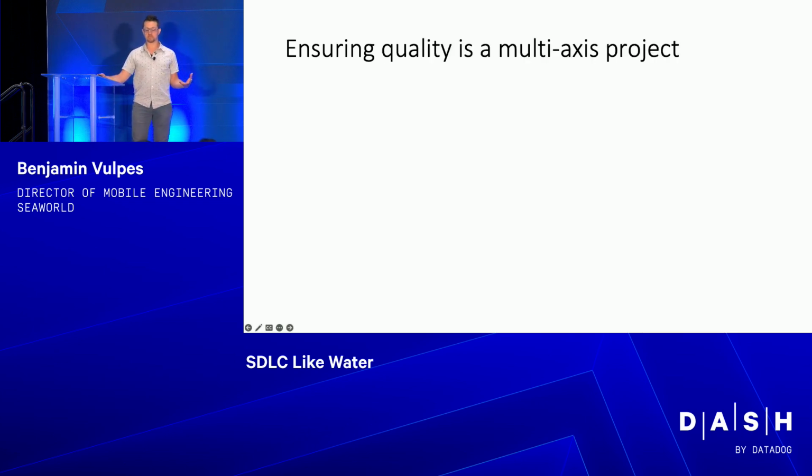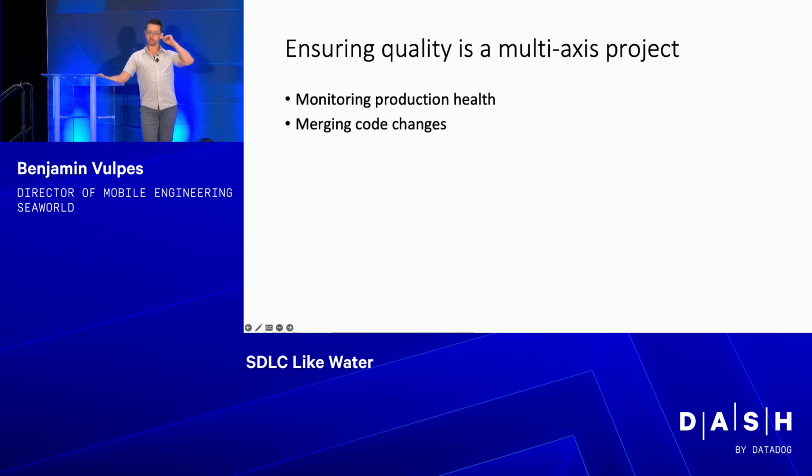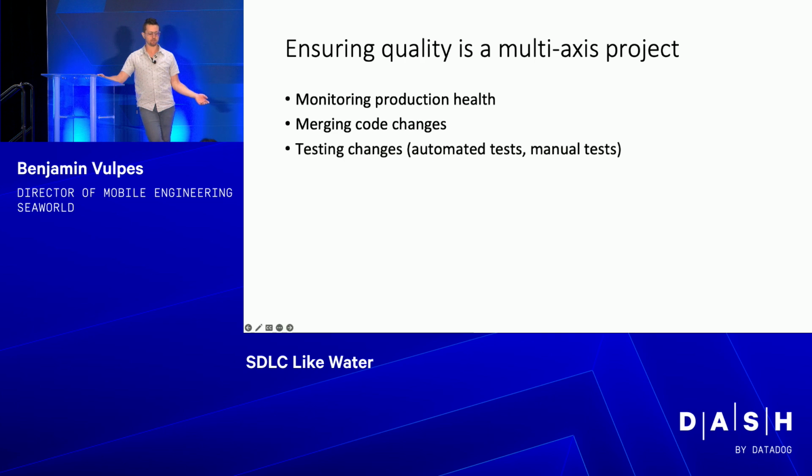Quality is multi-axis for us. How is production feeling today? What are our error rates across all of the experiences that we care about? Getting code in on a good cadence, making sure that the code itself is of a high quality, making sure that the features delivered with that code are of a high quality. Testing these changes, both with automated tests and in the places where it's not practical to write automated tests, manual tests. An example of this would be our Maps application for routing guests around the park.